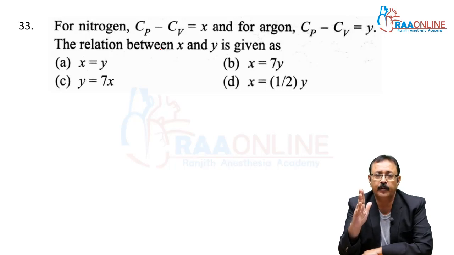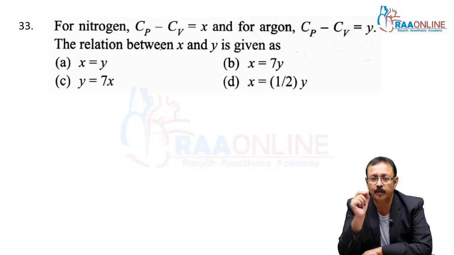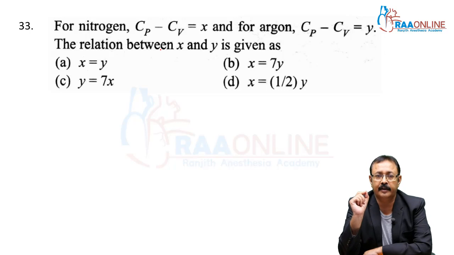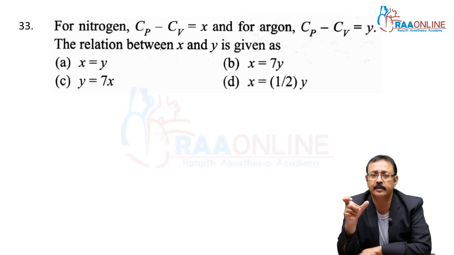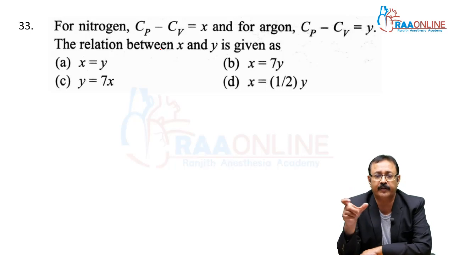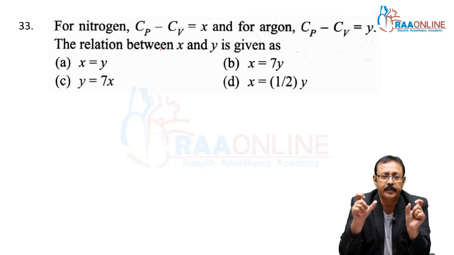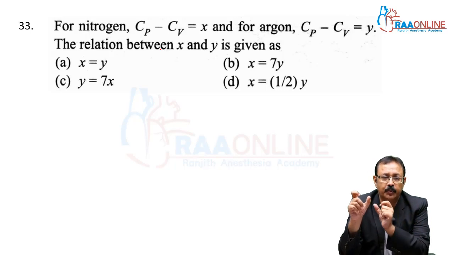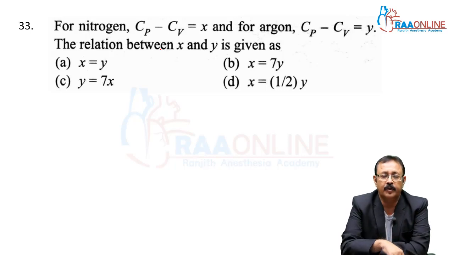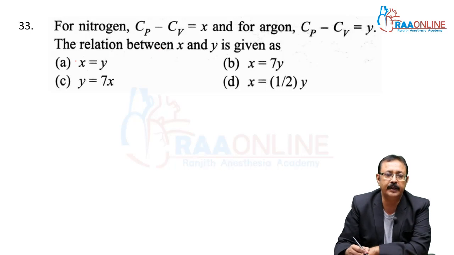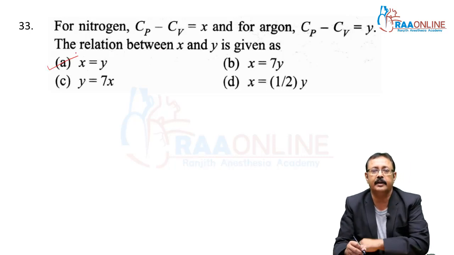It is Mayer's formula. It is valid for all gases, either they are monoatomic or diatomic or polyatomic. We didn't include anything which is the characteristic property of that type of gases. There is a general formula, Mayer's formula: Cp minus Cv should be equal to R. So it means x and y should be equal. So we are going with A.